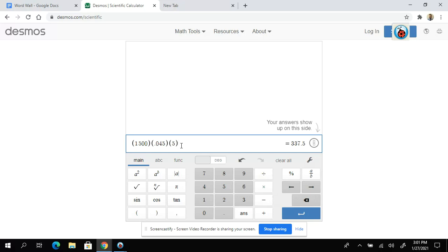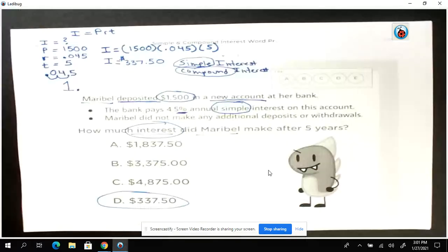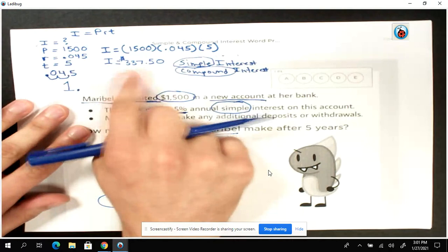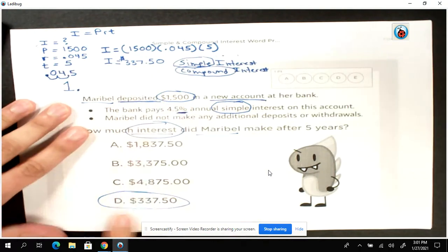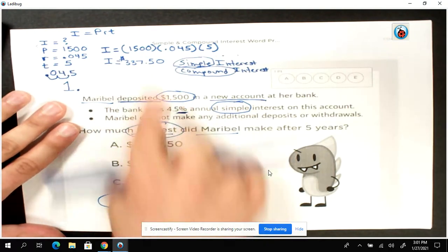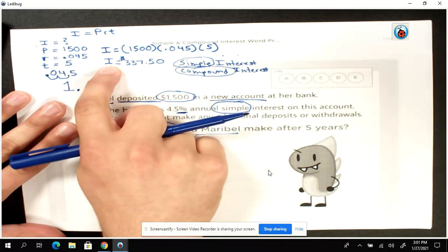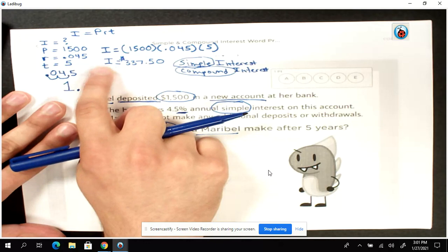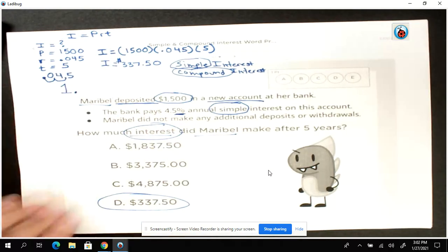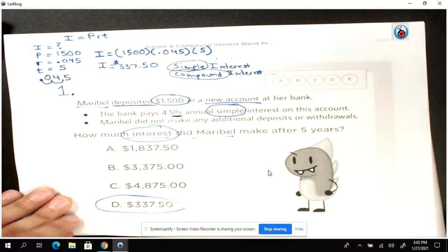Do we have that as an answer choice? Yes, we do. So it's D. Notice, since it's asking for interest, we don't have to add or subtract anything else. So I wrote down 337.50. That's our interest. So the answer is D. So notice we don't have to do anything else because we already found the I. So simple interest, I is the very first part of the equation. So 337.50. All right, let's take a look at the second one.